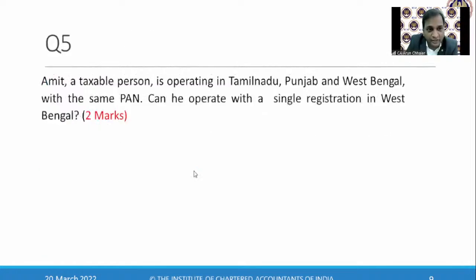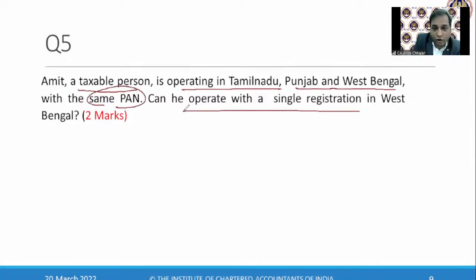Question number 4, till question 4 we have completed. Give me the answer for question number 5. Amit, a taxable person, is operating in Tamil Nadu, Punjab and West Bengal. With the same PAN, can he operate with a single registration in West Bengal? It was a question of 2 marks.